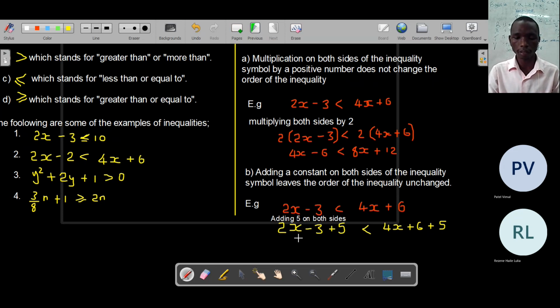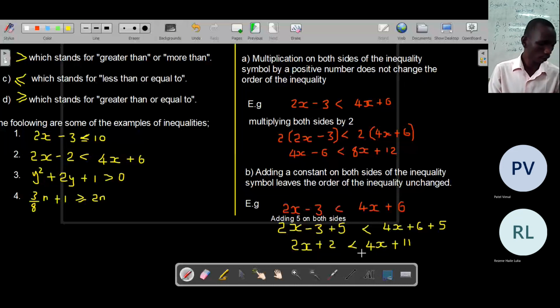The sign doesn't change. So this side you will get 2x plus, negative 3 plus 5, we get positive 2. And the other side, it will be 4x plus, 6 plus 5, we get 11. So the sign, the order of the inequality, doesn't change when you add a constant on both sides. So we are going slow but sure so that you know how to do all this work. So that is B. Now C, let us see during subtraction.